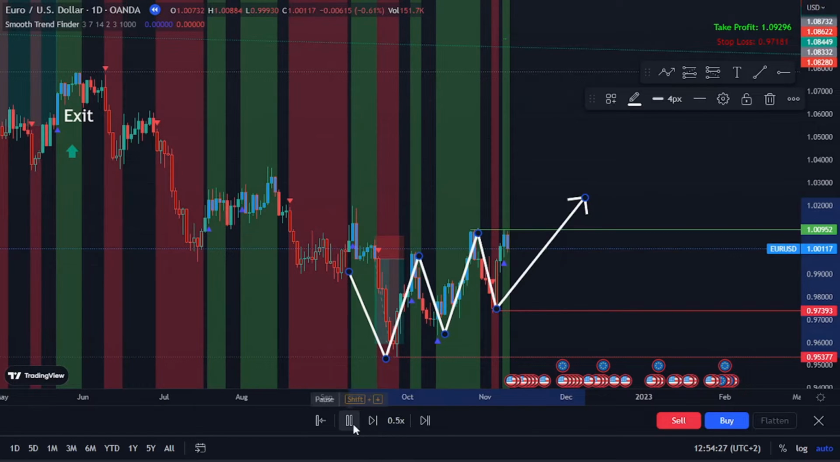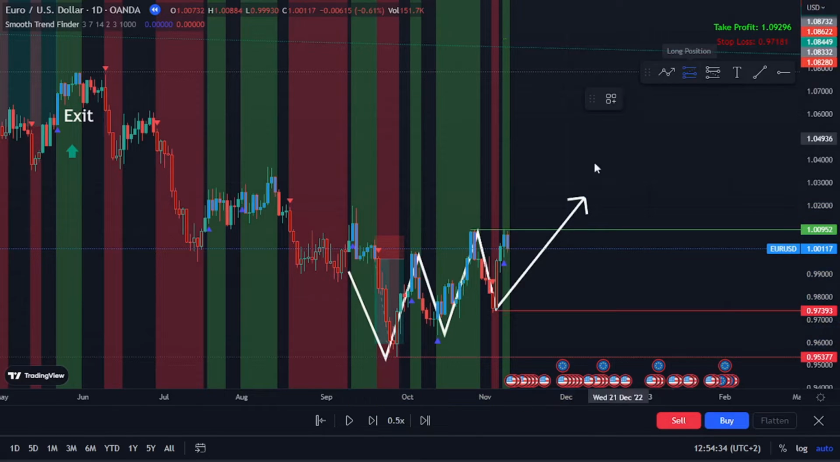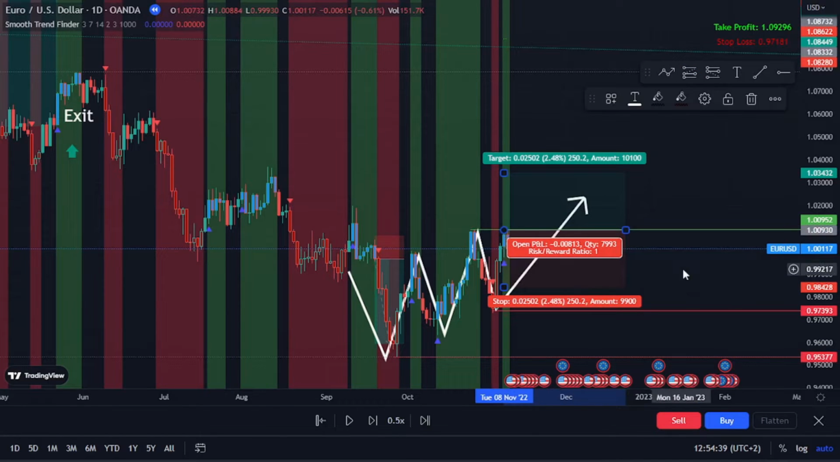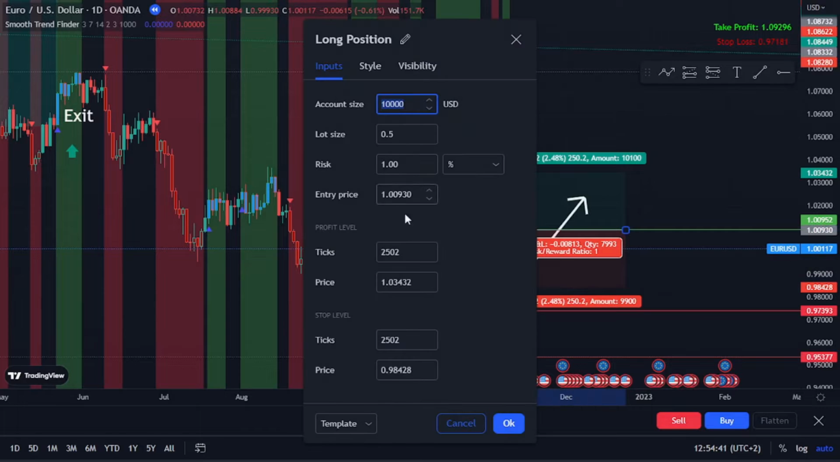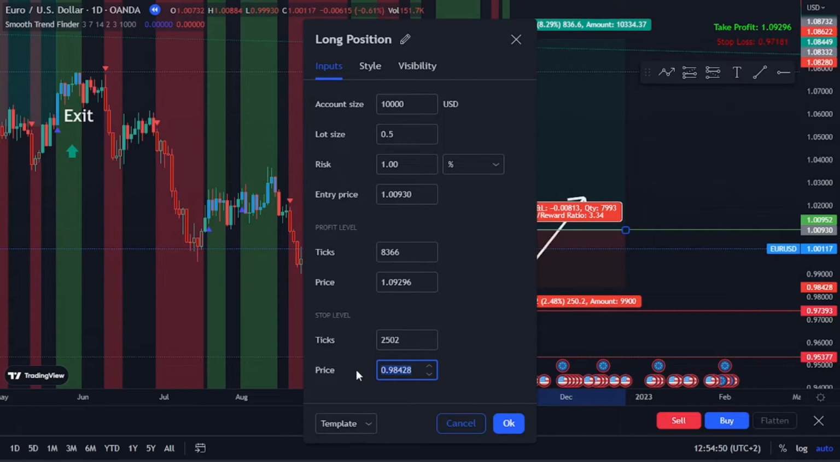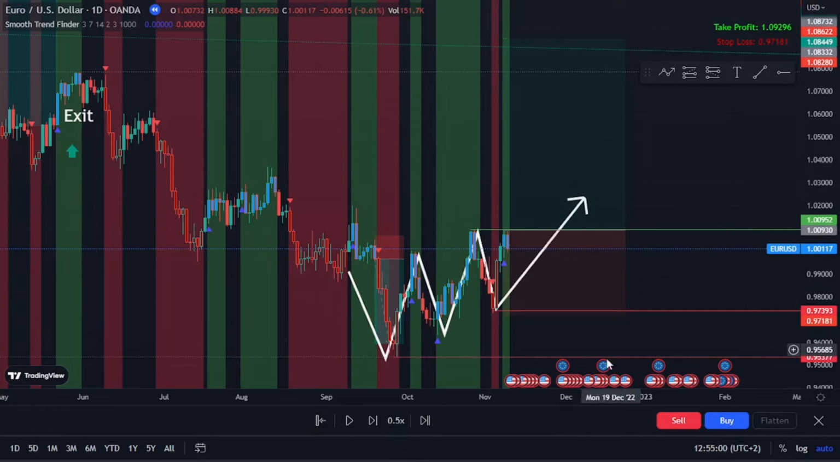Using the daily time frame, the market was in a strong downtrend and started forming higher highs and higher lows, meaning we have changed from a downtrend to an uptrend. The Smooth Trend Finder is able to give us an accurate entry and also take profit and stop loss levels that are determined by the ATR, or average true range. This makes it easy to use and so simple, it's perfect for beginners.